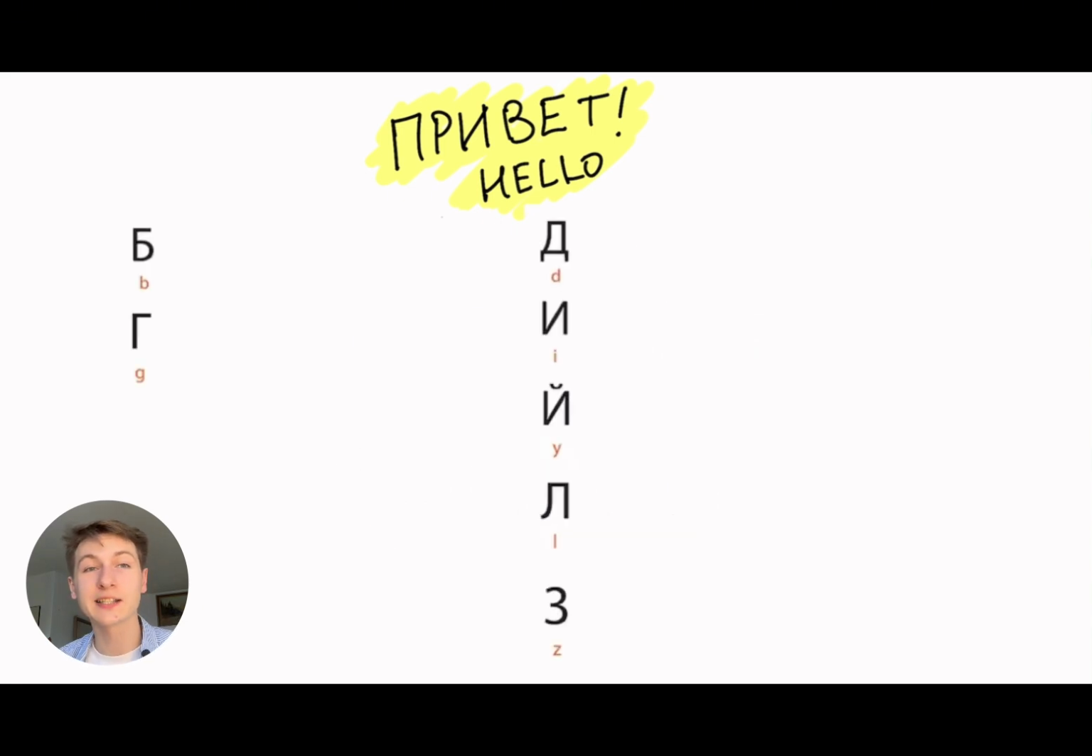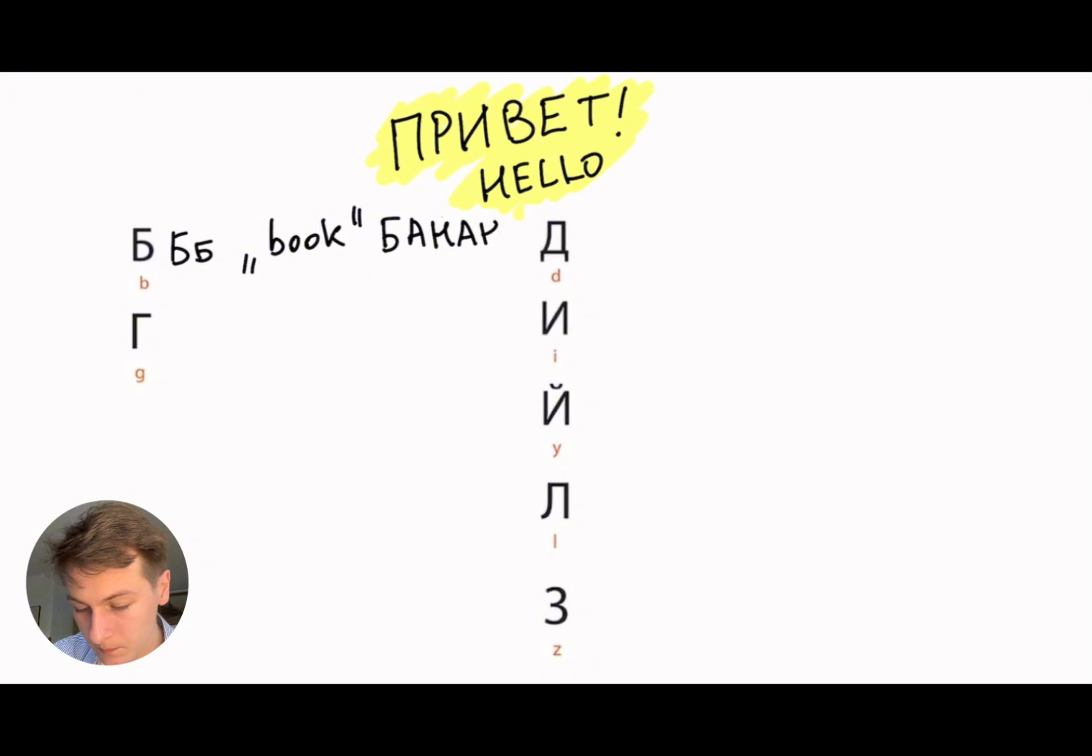Let's start. First letter will be B. Sounds like B in a book. And a Russian example could be banan, which means banana. Repeat after me: B, B, banan.